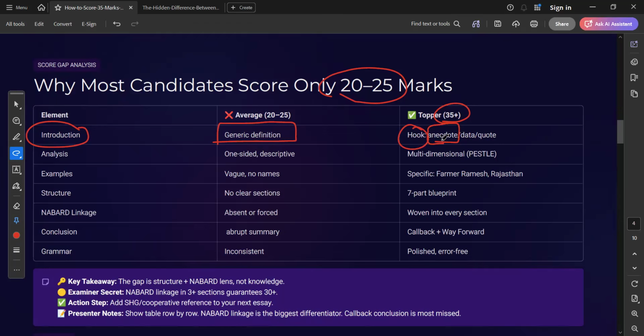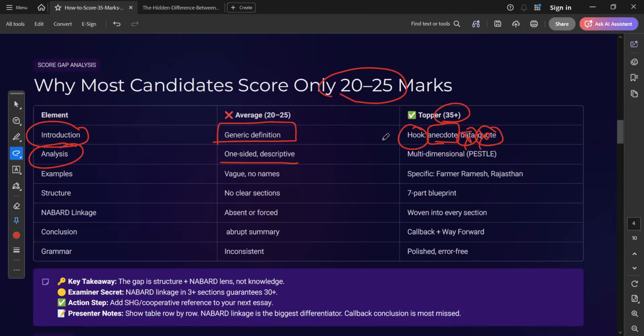This is what I do. I am used to using an anecdote. I don't use data and quote. I use quote in the body part, and most probably in conclusion. Data I use in body, but anecdote is something which I use in the essay. And I have been in the habit of using this in the UPSC essay also, and I have been getting good marks.